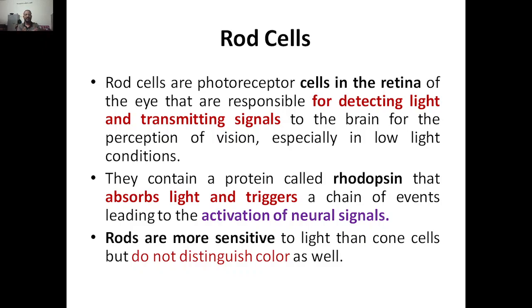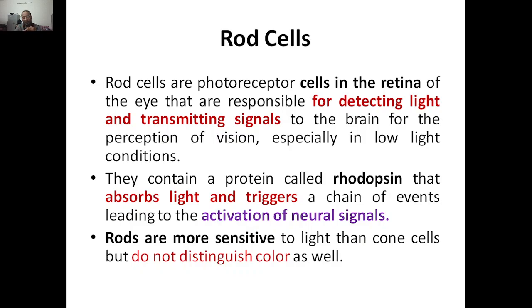So once the neural signals are active, that means the signal has started going from the retina, or this particular rod cell, to the brain. Understanding? Now the rods are more sensitive to light than the cone cells. Why? Because they do not distinguish color as well. So rods are more sensitive to light than the cone cells.